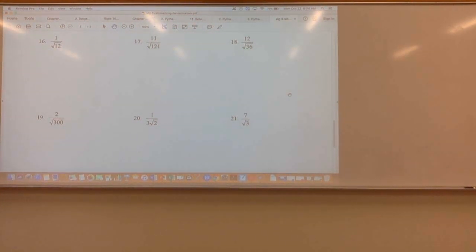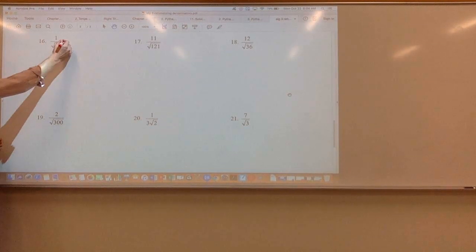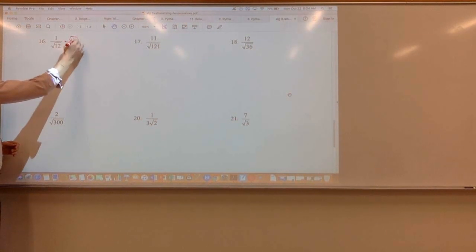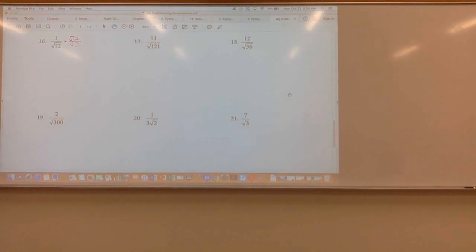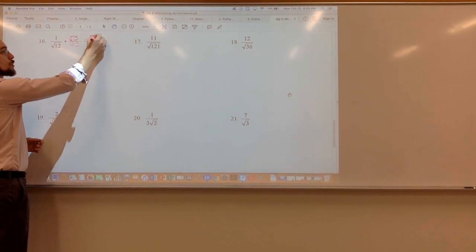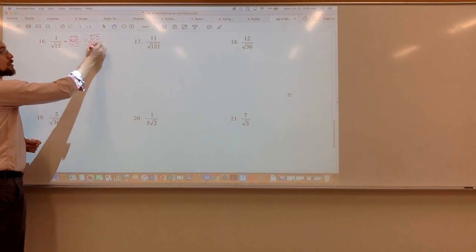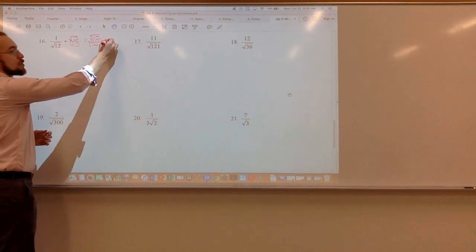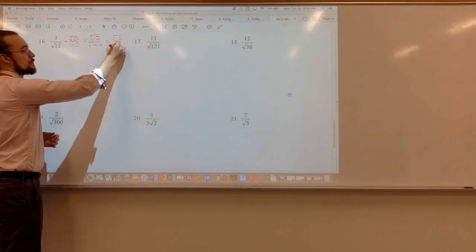Number 16 here. If I've got 1 over the square root of 12, what do you think our first step should be? Based on what we've been doing, multiplying everything by square root of 12 over square root of 12 would probably be a solid first step. So we get square root of 12 over square root of 144, which will just get us 12 in the denominator.